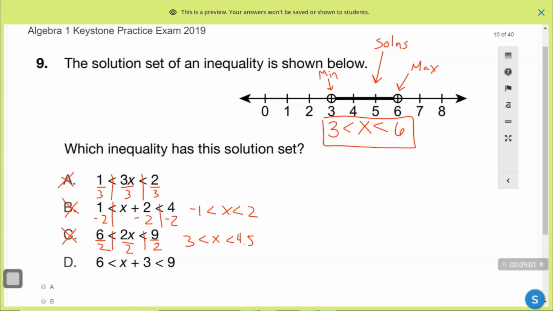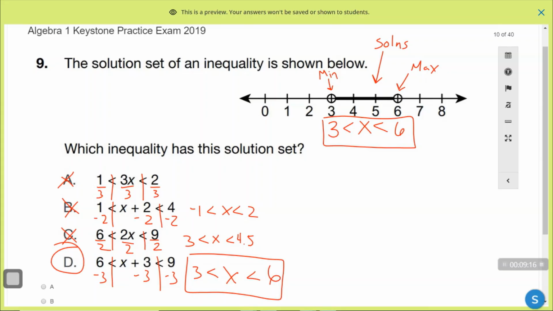We had the 3, but it didn't quite get us to where we wanted to be with our 6 up top. And my last one, if I subtract 3 from both sides, I then see that 3 is less than x, which is less than 6. And that is the answer that we are looking for.